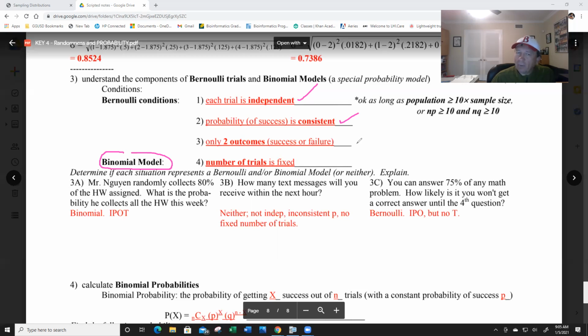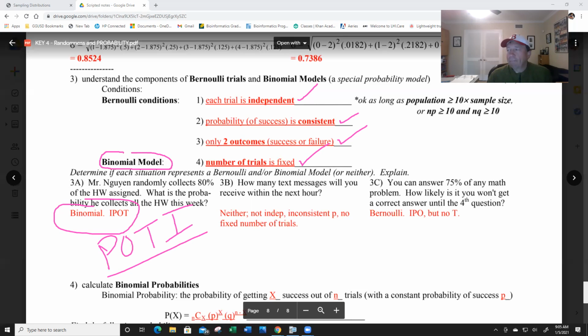Yeah, he either collects it or he doesn't. And is there a fixed number of trials? Yeah, there's 5 days in a week. So that's basically binomial. I put IPOT because it's independent, probability of success, 2 outcomes, fixed number of trials. I tell my AP stats class, I use the acronym POTI. People remember POTI, okay, but whatever.